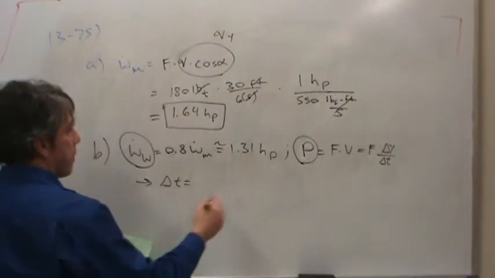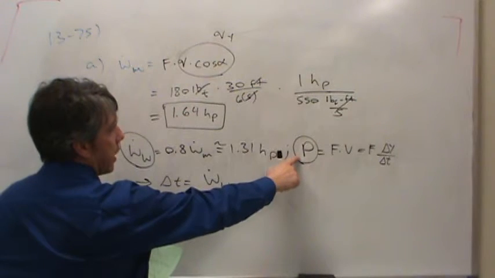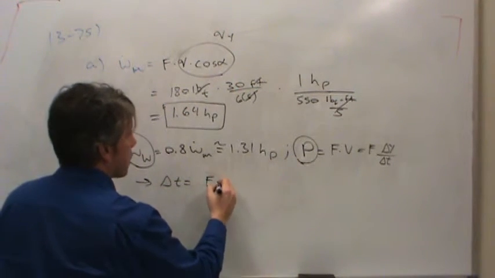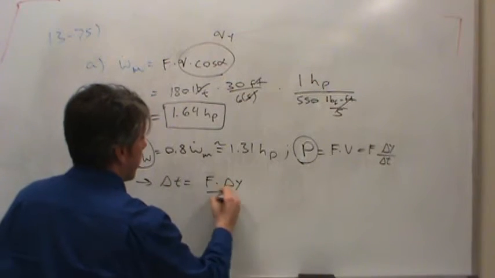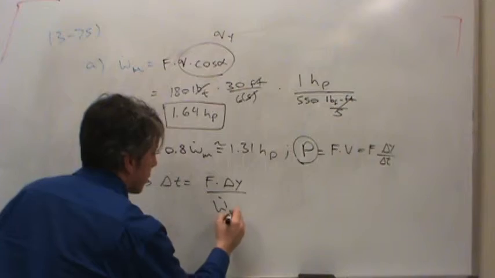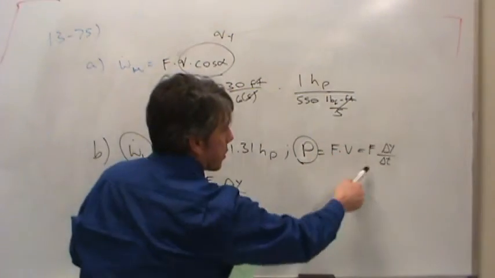And that would simply be the power output of the woman, instead of writing P. Well, I'm sorry, I'm messing up. Let me try again. It'd be force times change in Y divided by the power output of the woman. Should be W, not an M. All I did was rearrange this equation to solve for time.